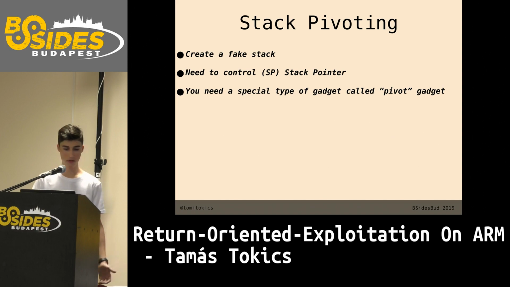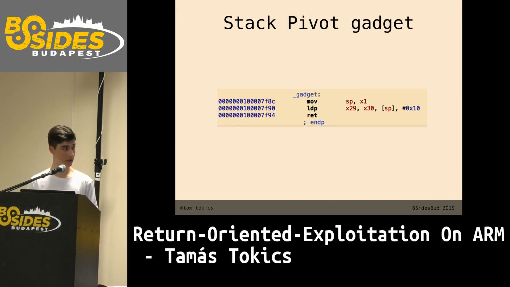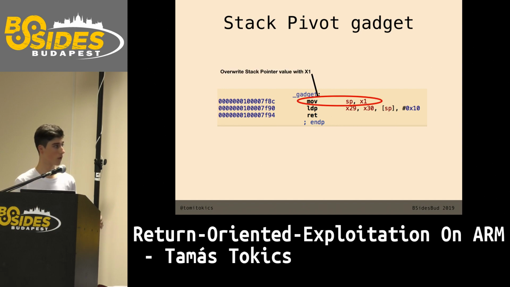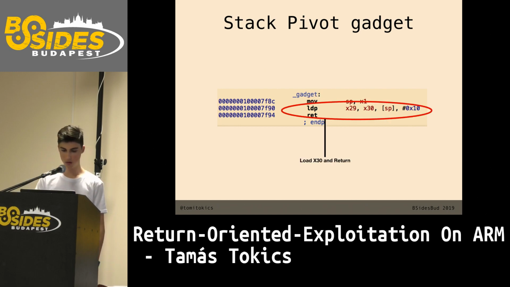And by stack pivoting, you create a fake stack, and to be able to do that, you need to control the stack pointer. And to be able to control the stack pointer, you need a special type of gadget called a pivot gadget. So here's an example of a pivot gadget. It's very simple. It just moves the value of x1 to the stack pointer, so it's basically overwriting it. And the last instruction just loads x30 and returns.